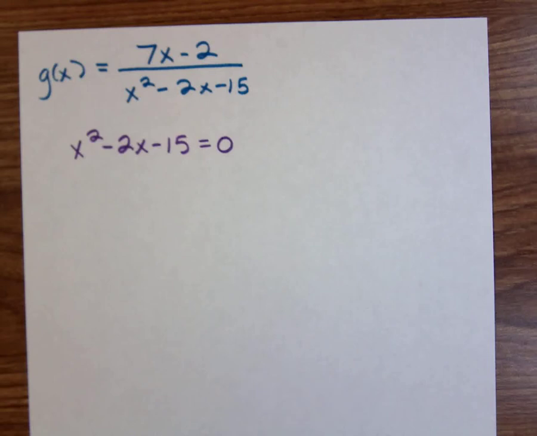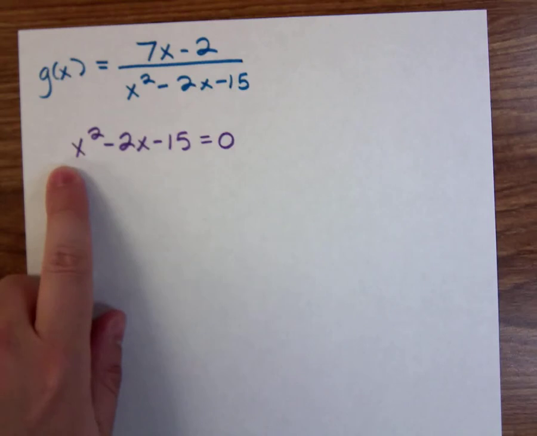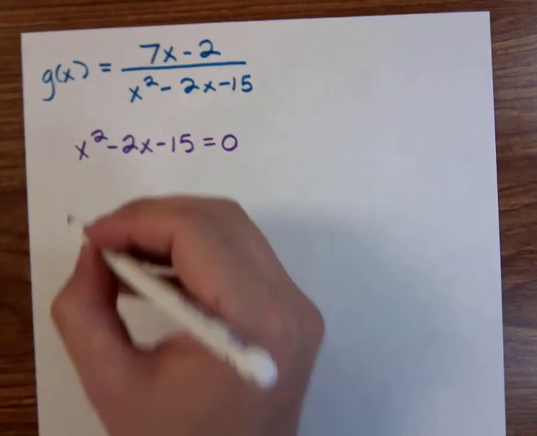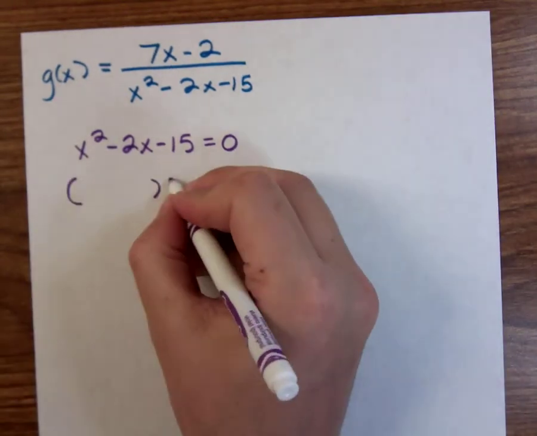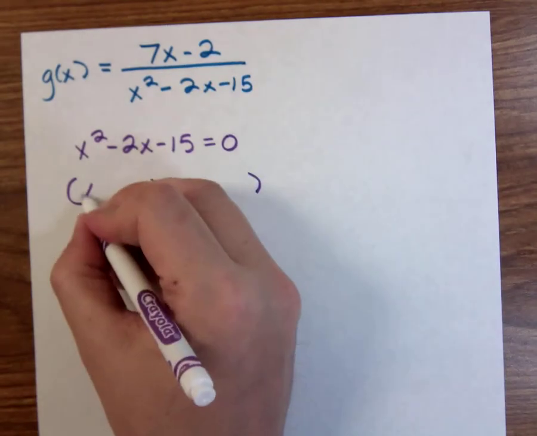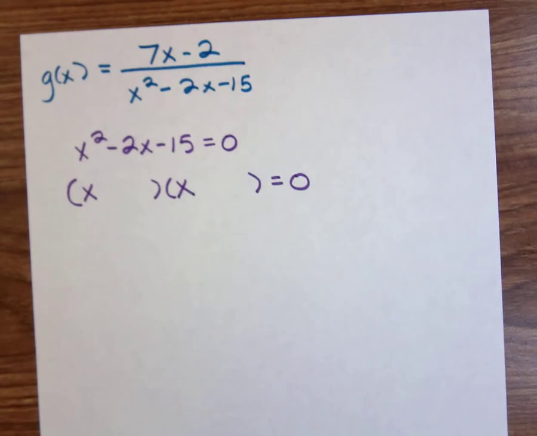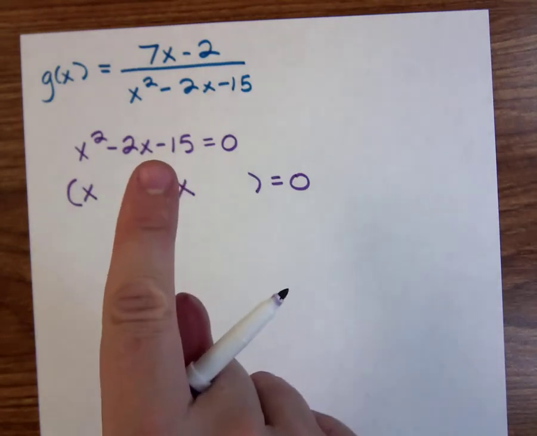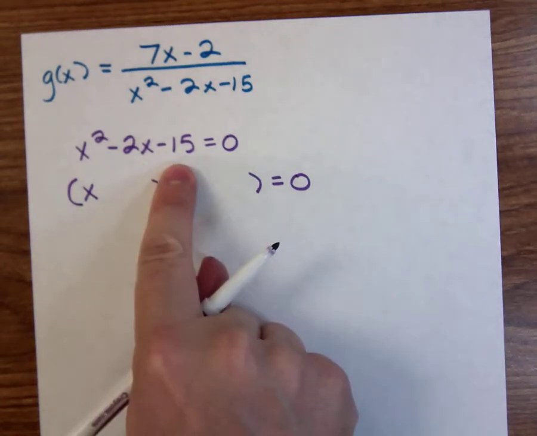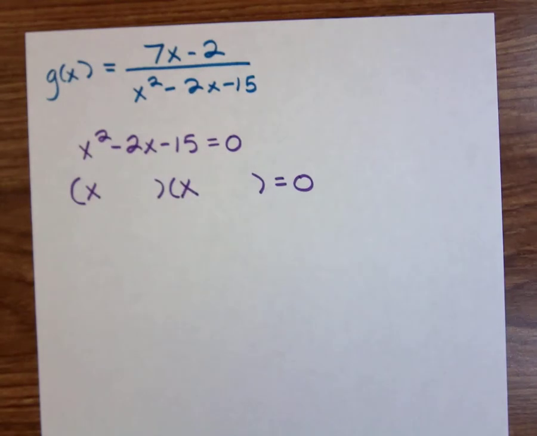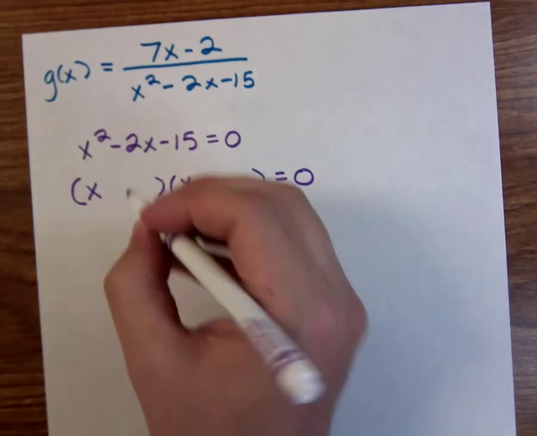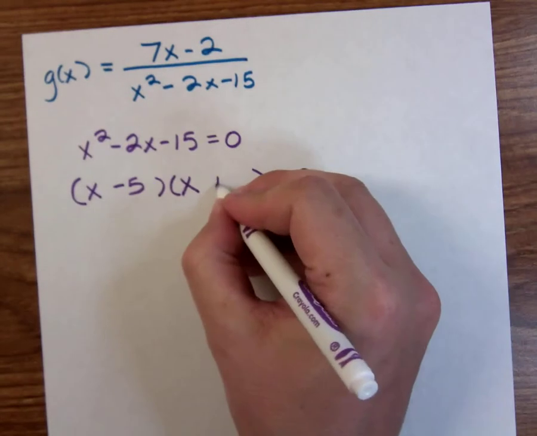Is there a greatest common factor? No. Question number 2. Is there a leading coefficient? No. So then I can go to my 2 parentheses. They're both going to start with x. That's how you get x squared. What do my 2 numbers need to do? Multiply to be negative 15 and add to be negative 2. What are those numbers? You are so smart. Negative 5 and positive 3.